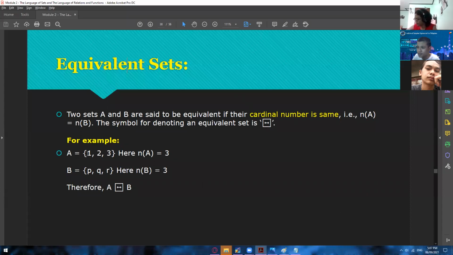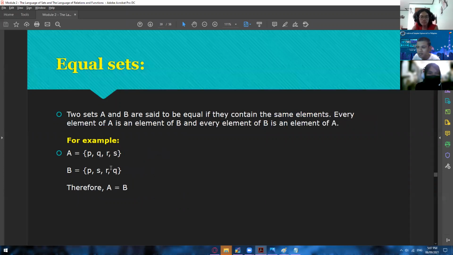For example, we have a set A which contains the elements 1, 2, 3. So the cardinality of this one is 3. And we have P, Q, R for the set B. So we have a cardinality of 3 also. So we could say that A is equivalent to set B. Okay. So are we still good? Were you guys able to follow so far?